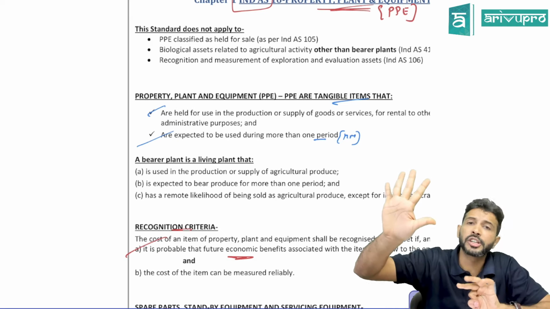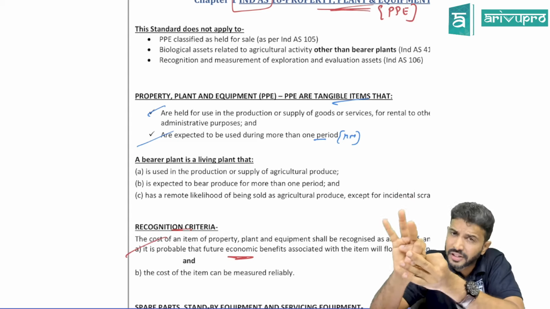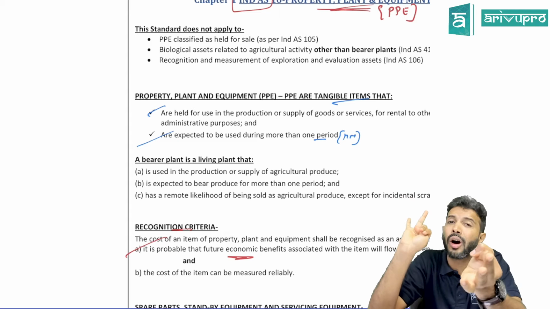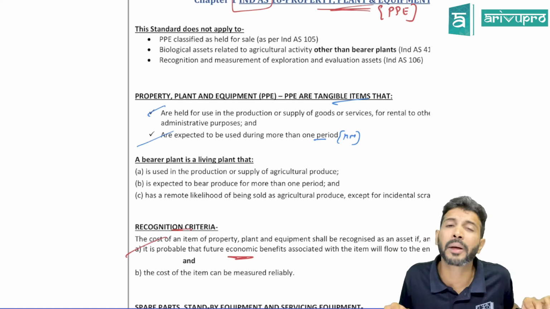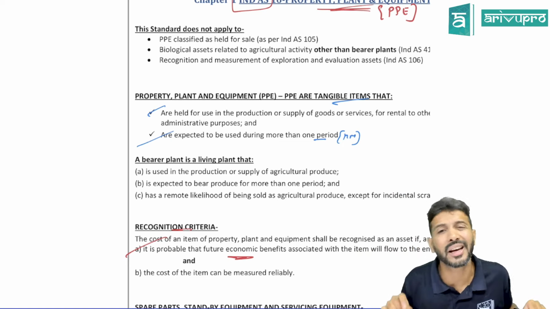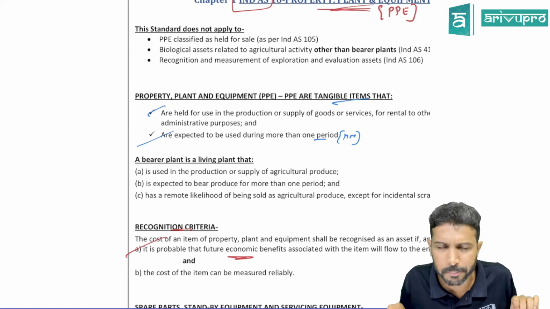What are the acceptable usage purposes? Either to produce goods or to render a service, or for administrative purposes or rental purposes. Three, you should hold that property, plant and equipment for more than one period, meaning for more than 12 months. So this is the definition of PPE.